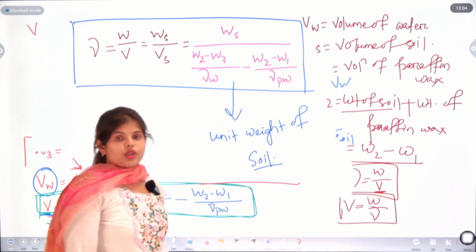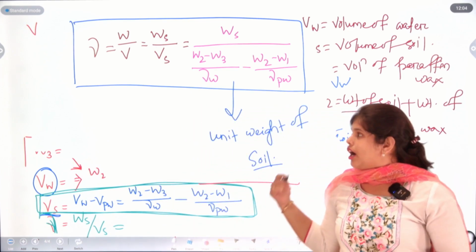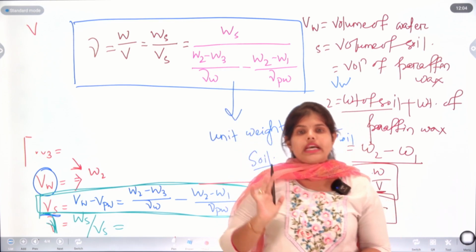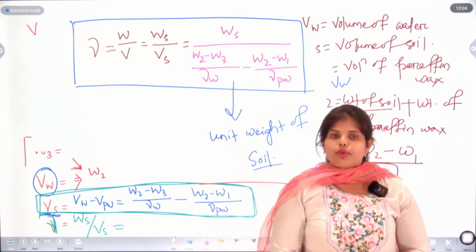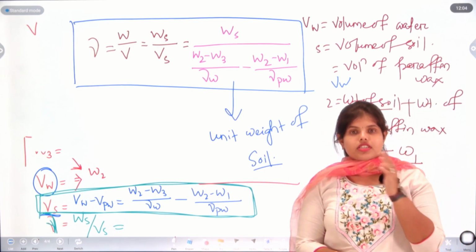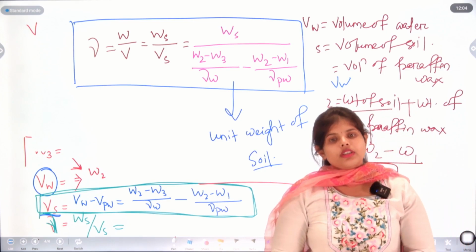Okay. So, in this class, we have learned how to find out the whole unit weight of soil using the submerged mass density method. In our next class, we will discuss another method, which will be the sand replacement method. So, thank you so much.